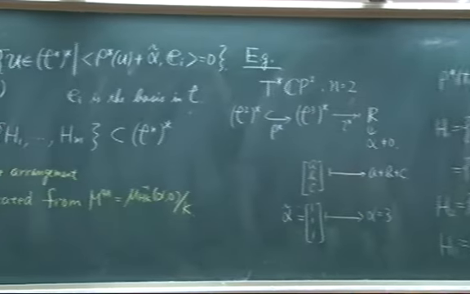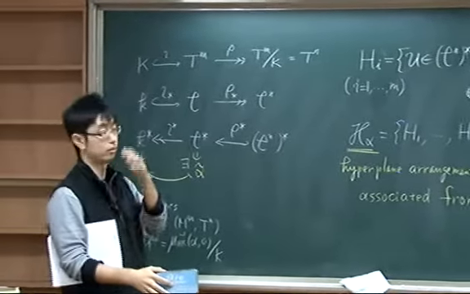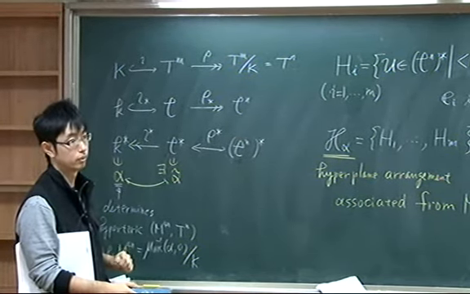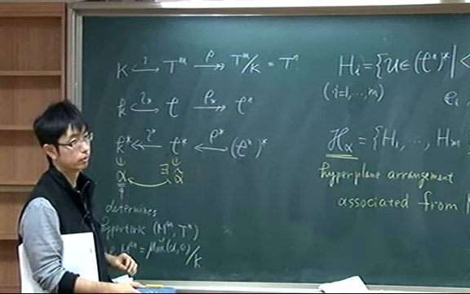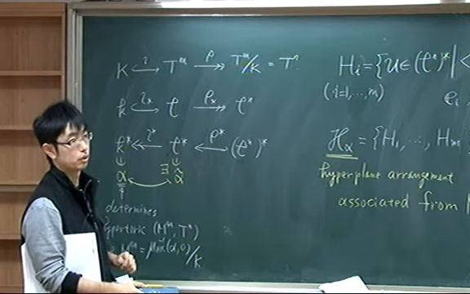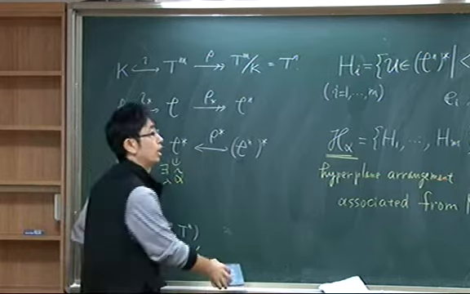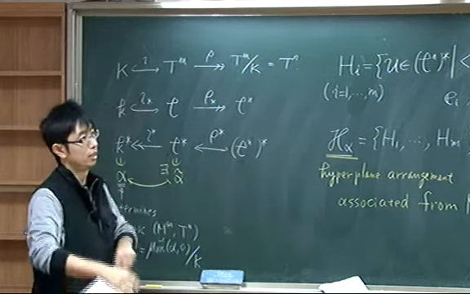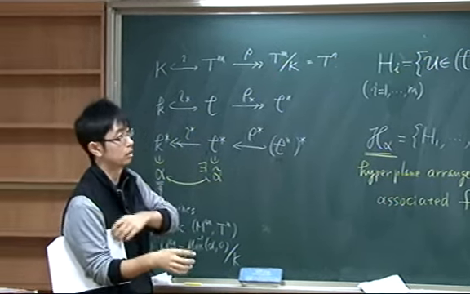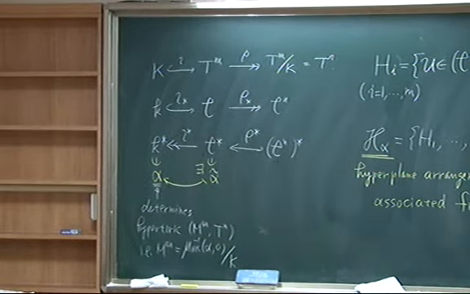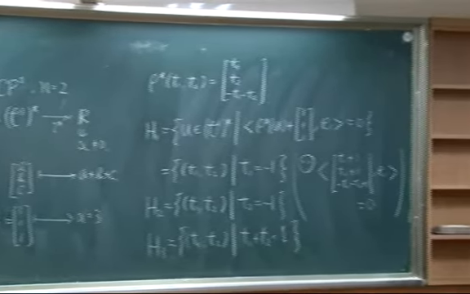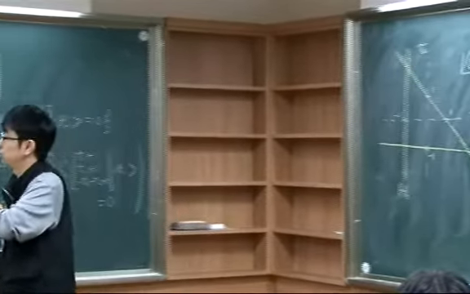When you consider the CP2, CP2 gives you a polytope, and then the polytope gives you the hyperplane arrangement. Is it always true? Yes, it's always true. Actually, in a hypertoric manifold, some toric manifold is embedded. So in this case, CP2 is embedded in this T star CP2, and it appears in this arrangement. This corresponds to the polytope of the CP2.